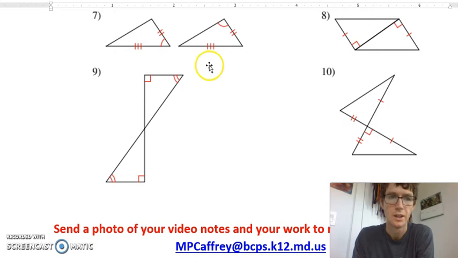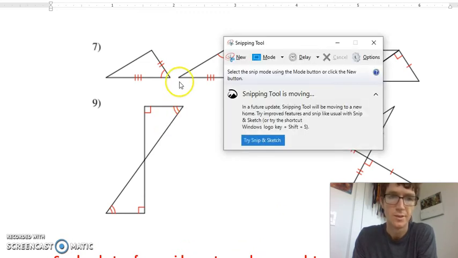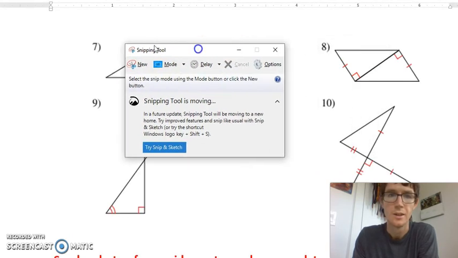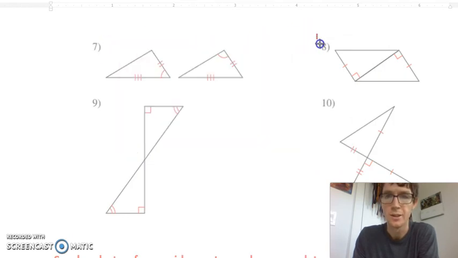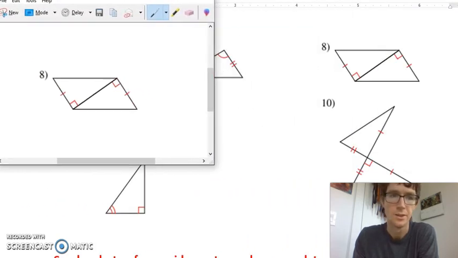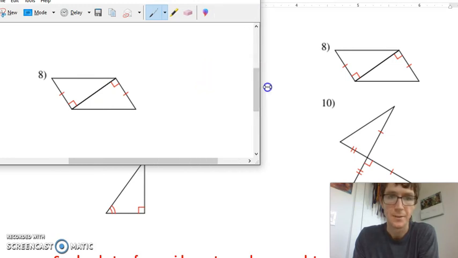Other ones are 8, 9, and 10. So I'll do some of these. Okay, so for 8, let's deal with this one. Let's see. So you said it was side, side, side. Okay, so I'm going to do the same thing as usual.